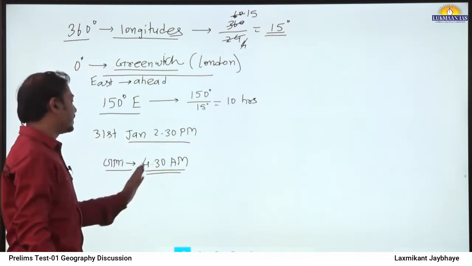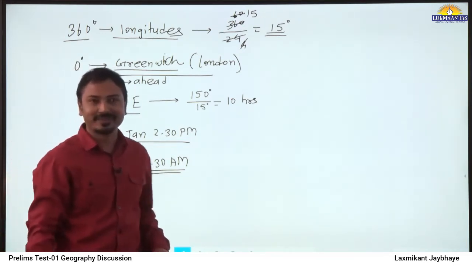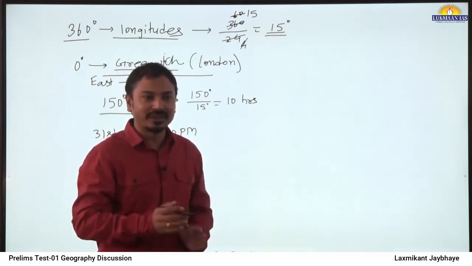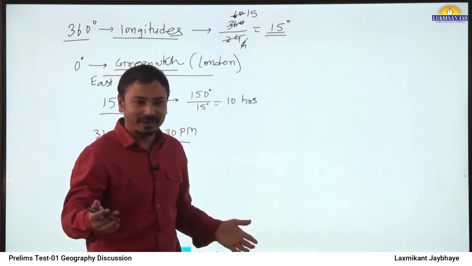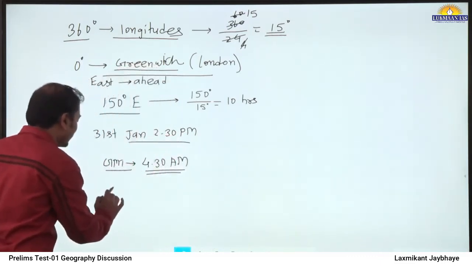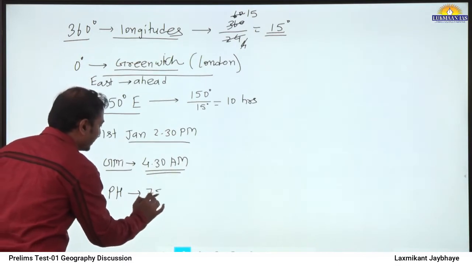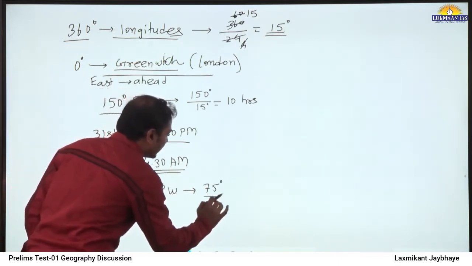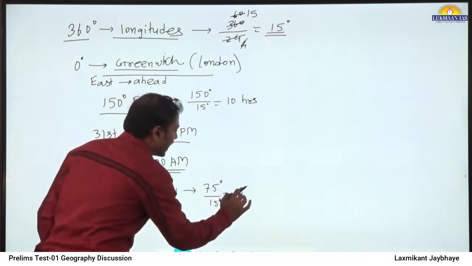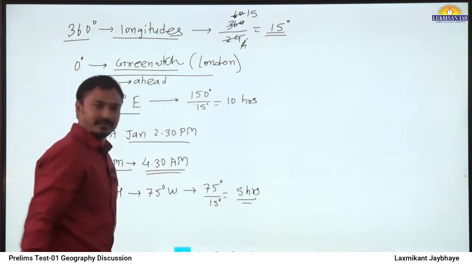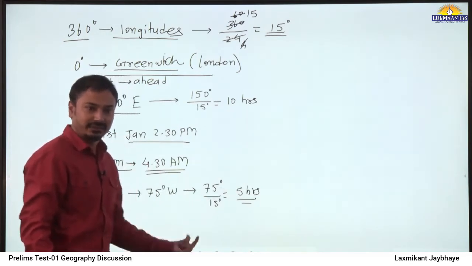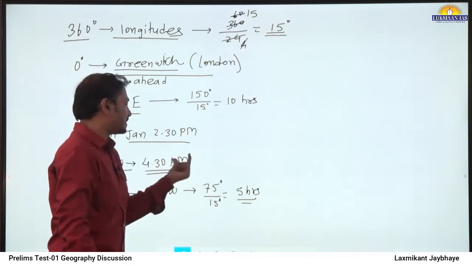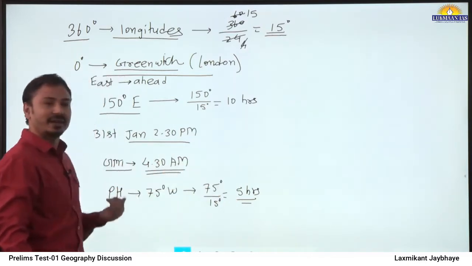Yes. So 4:30 a.m. is Greenwich time at that particular time. Now we have to again shift to the west because Greenwich is ahead of Philadelphia. So Philadelphia is 75 degrees west, that means 75 degrees upon 15, that is 5 hours. Greenwich is 5 hours ahead of Philadelphia. So if 4:30 a.m. is the time at Greenwich, again move back 5 hours.